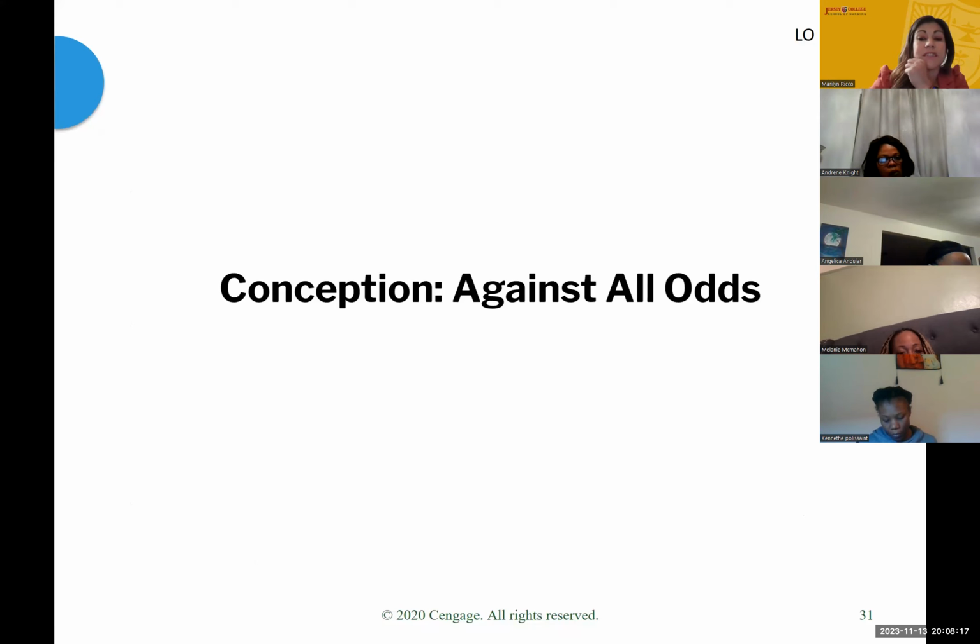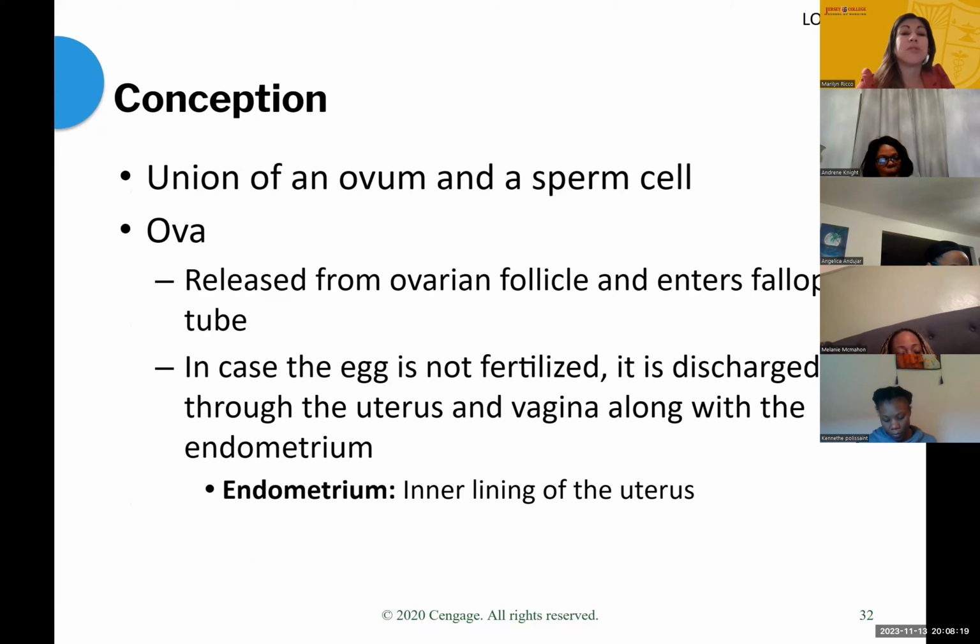All right, so now we have conception against all odds. Conception is the union of an ovum and a sperm cell, which is the ova released from the ovarian follicle and enters the fallopian tube. In case the egg is not fertilized, it is discharged through the uterus and vagina along with the endometrium, which is the inner lining of the uterus.